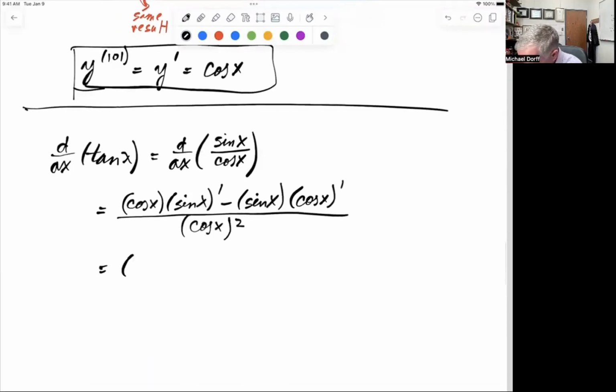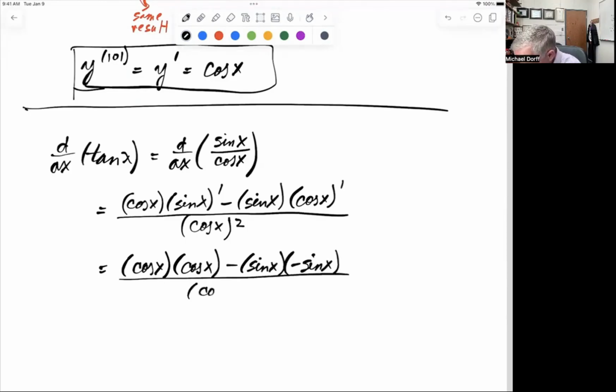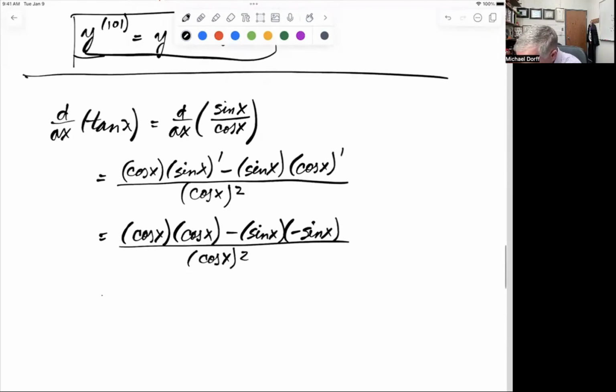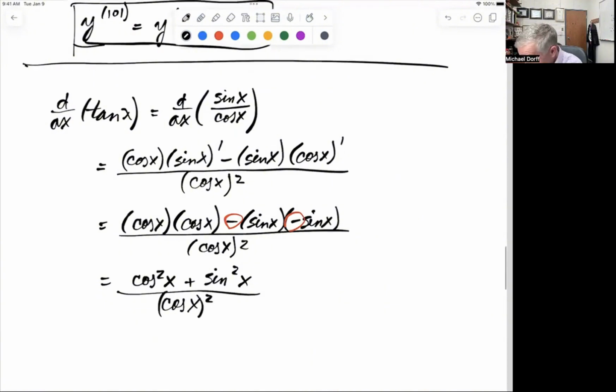All right, and so then I have cosine x, the derivative of sine is cosine, and then I've got minus sine x, and then the derivative of cosine is minus sine, over what I have in the denominator. And so when I multiply those together, I get cosine squared x. And now I have, again, a minus and a minus there, so that becomes a plus sine squared x, over cosine squared x.